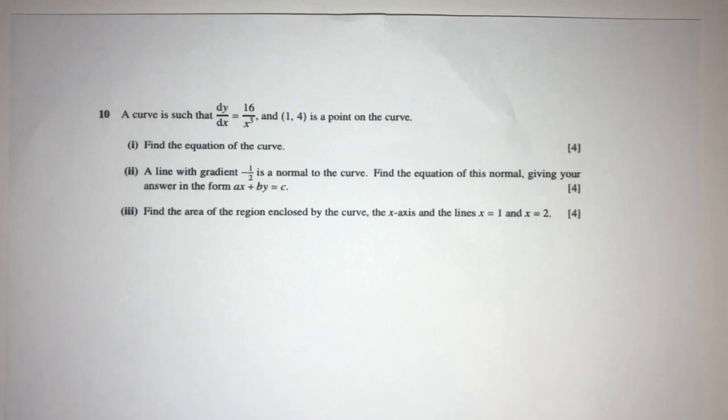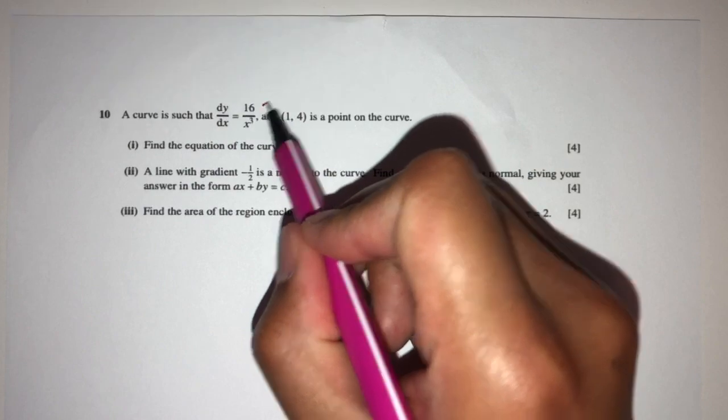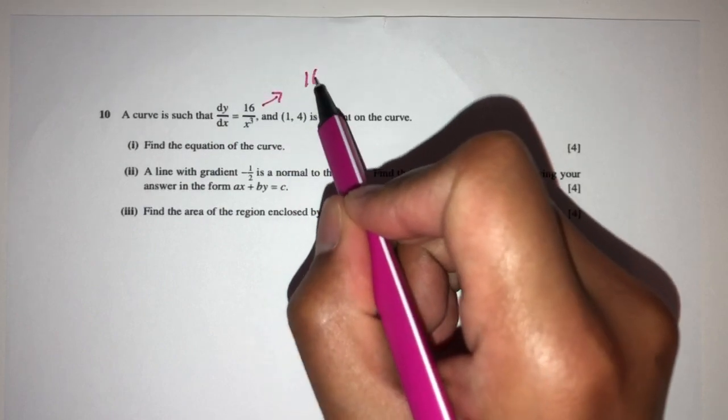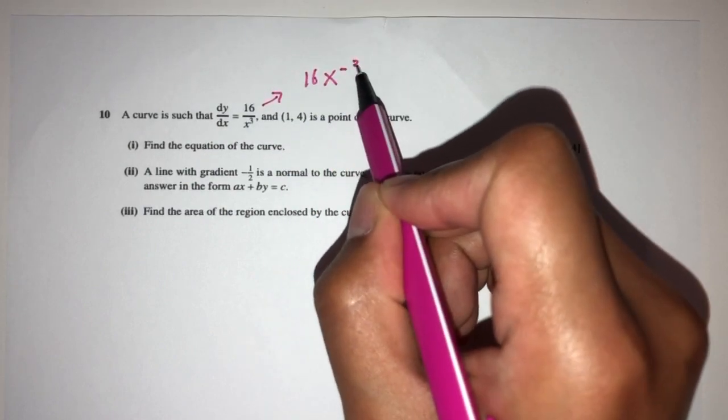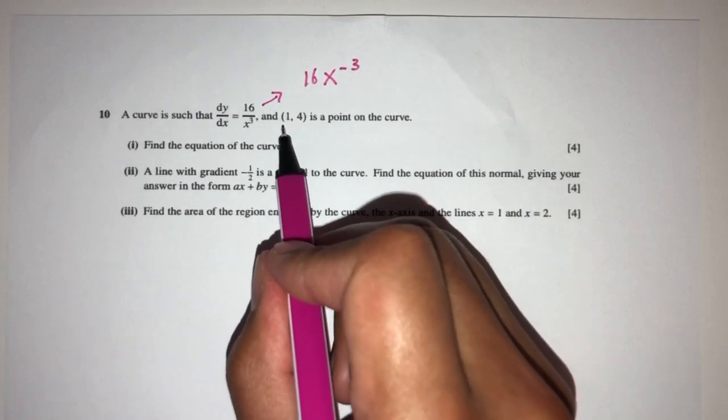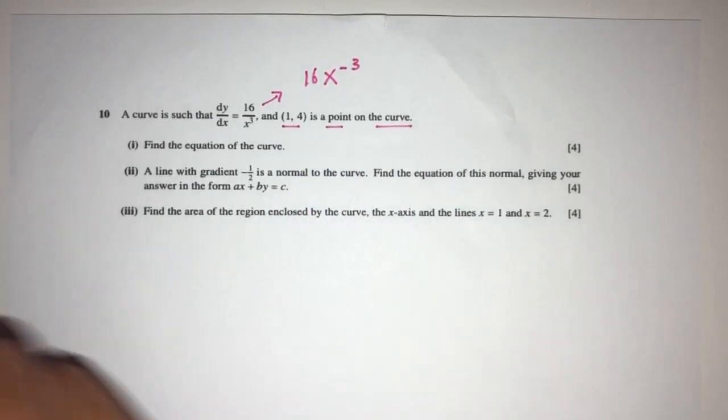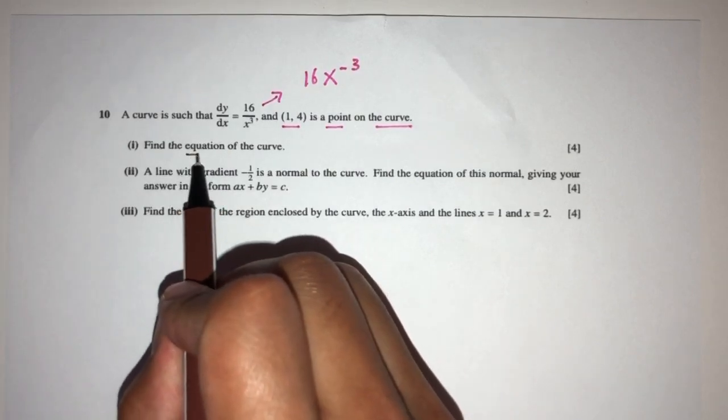Now let's move on to the next question. So here we have dy by dx is equal to this. Now we know we can rewrite this as 16x to the power minus 3. And (1, 4) is a point on the curve. This is a passing point we have on the curve. Now part 1, we have to find the equation of the curve.